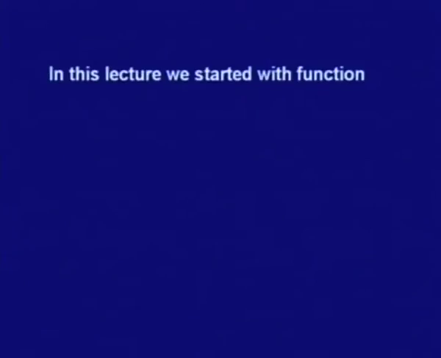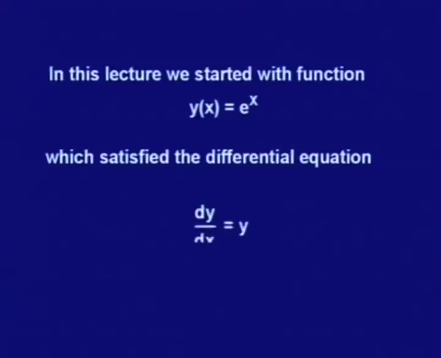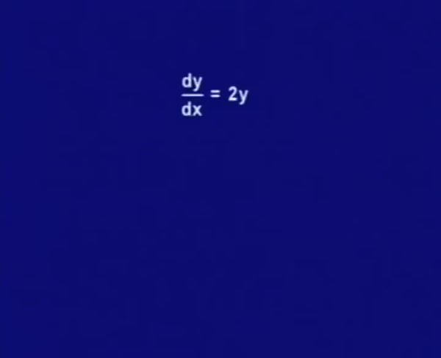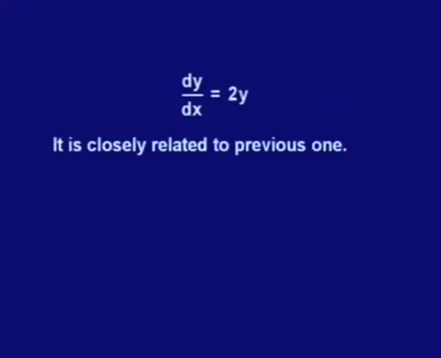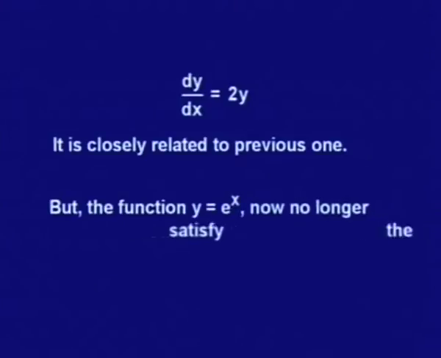Now, we started this lecture with the exponential function, and we had seen that it satisfies the equation dy over dx is equal to y. Now, let us take another differential equation, dy over dx is equal to 2y. This is closely related to the previous one. The only difference is a constant 2 on the y. But now, this e to the power x does not satisfy this equation anymore.